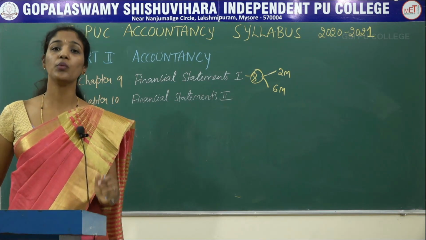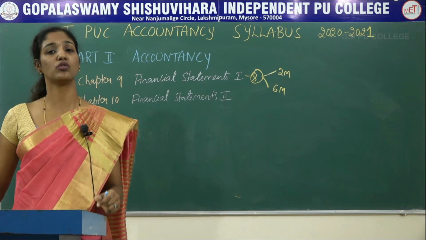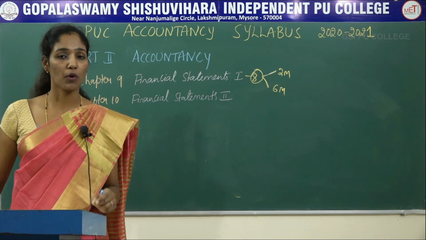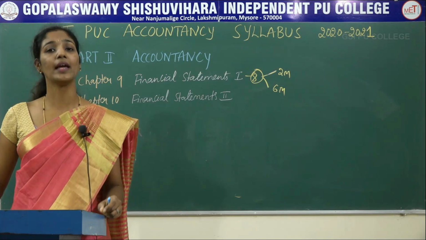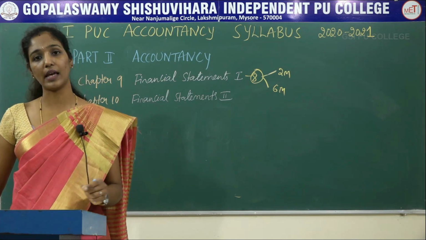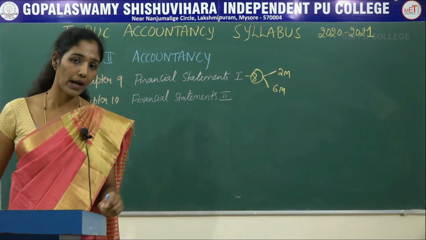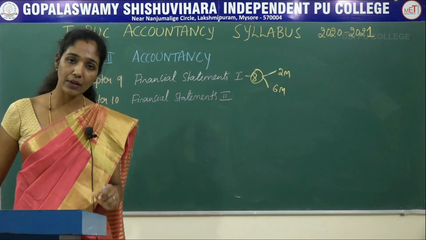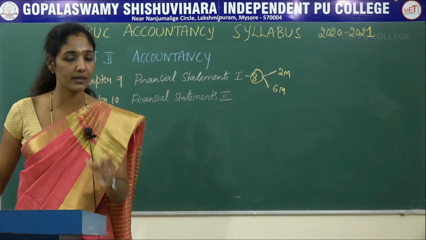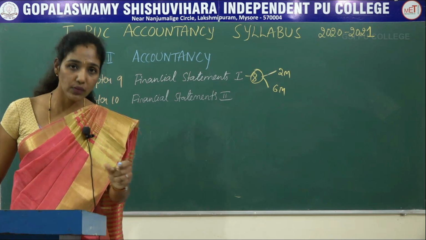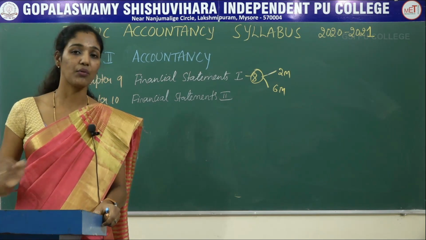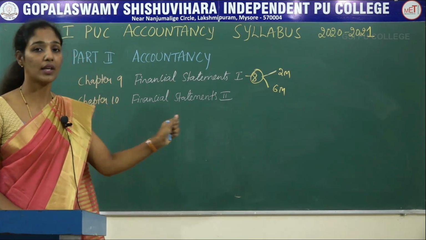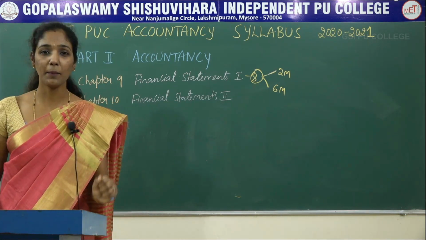Every concern wants to measure periodically the performance of its activities in terms of profit or loss. In order to ascertain such profit or loss and to assess the final position of its assets and liabilities, we have to prepare financial statements. With the help of the financial statements, we can easily find out the profit or loss of the business at the end of the accounting period, as well as the financial position of assets and liabilities of the business. For this chapter, a total of 13 marks is allotted.